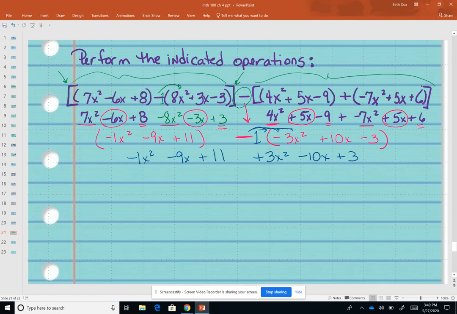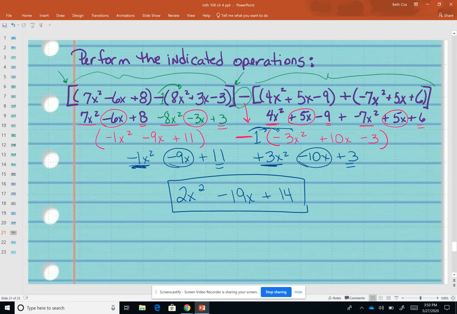All right, so now I'm just going to combine again. This one goes with this one. It's going to give me a positive 2x to the second. This one goes with this one, minus 19x, and then those go together, give me 14. I sure hope that's right.